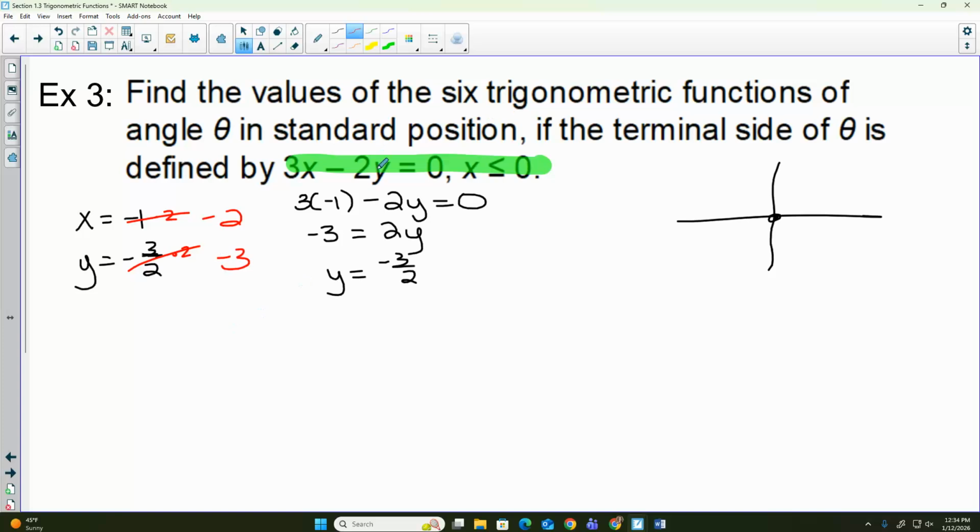They're still both on the line. This would be -6 plus 6. It still equals 0. Then I just don't have the fractions. So do you want to use -1 and -3/2, or -2 and -3? Okay. Then we need to get r. So remember, x squared plus y squared equals r squared. We got that from when we drew a triangle. If I'm doing -2, -3, it's just the Pythagorean theorem to get that r.